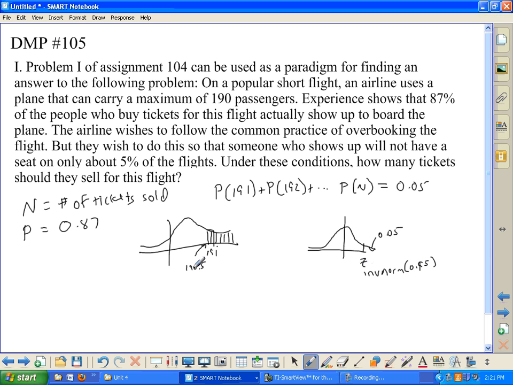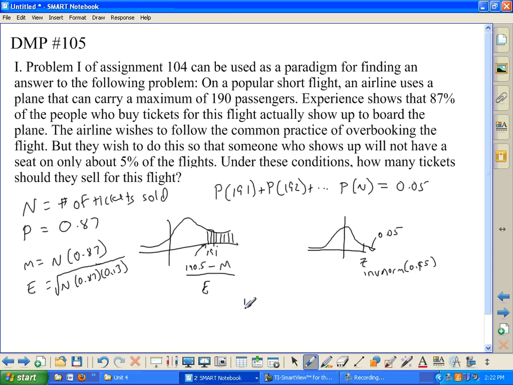I'm going to take this 190.5 and translate it so that it looks like the z here. Remember, that entails subtracting mu and dividing by sigma. So mu is n times p, so n times 0.87, and sigma is the square root of n times 0.87 times 0.13. Those are the two values I can plug in here. I get 190.5 minus that, divided by that. They're going to have n in them, and I'm going to set it equal to this number, which is about 1.645. In order to solve that, you're going to use your calculator.